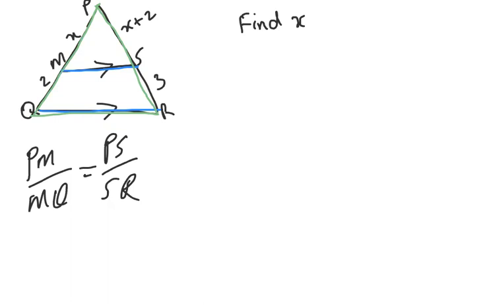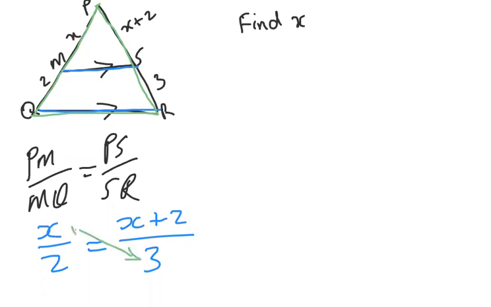So PM is x, and MQ equals 2. That equals PS is x plus 2 over SR equals 3. The only thing I've done is just I've substituted the numbers here. x over 2 equals x plus 2 over 3. And now you can see this is just a normal math sum. So how I'm going to do it, just cross multiply.